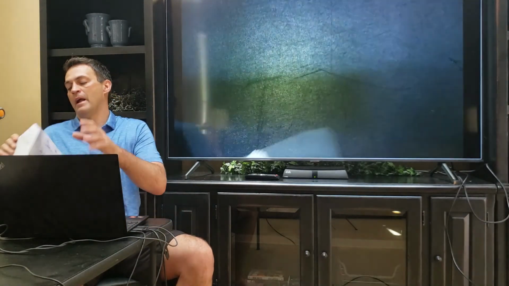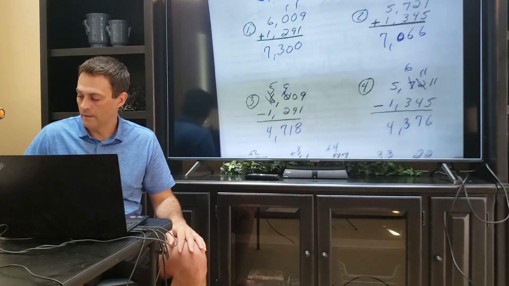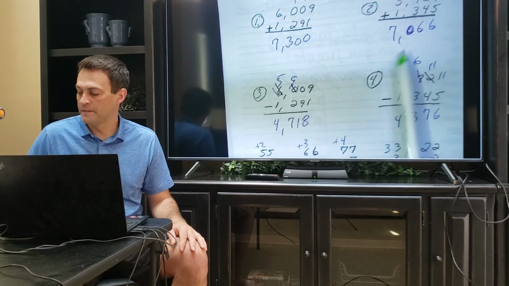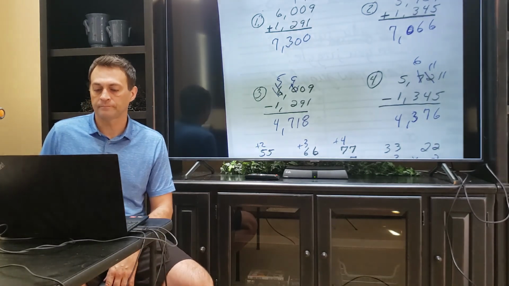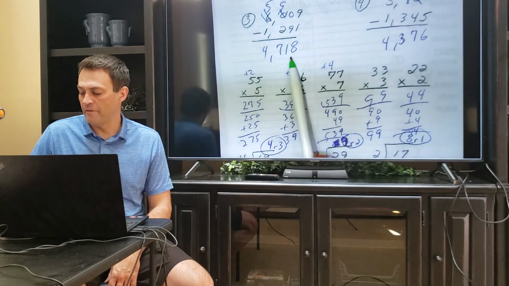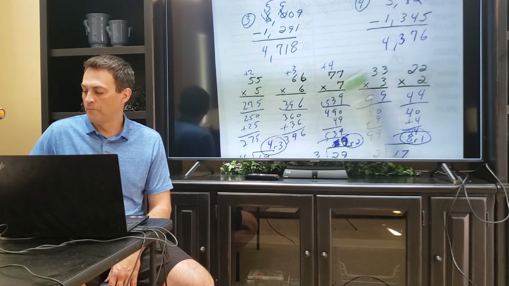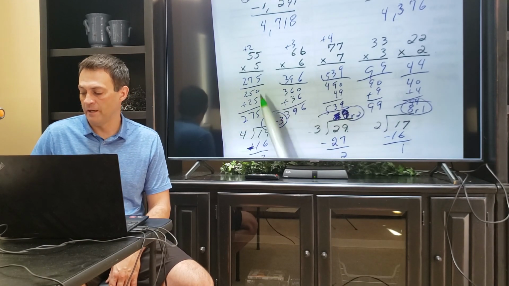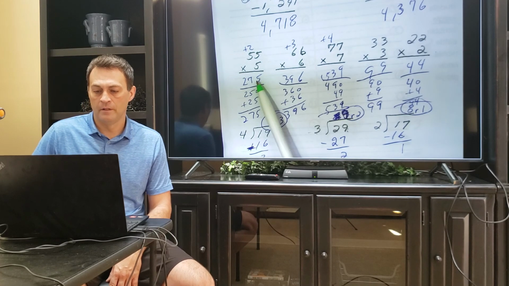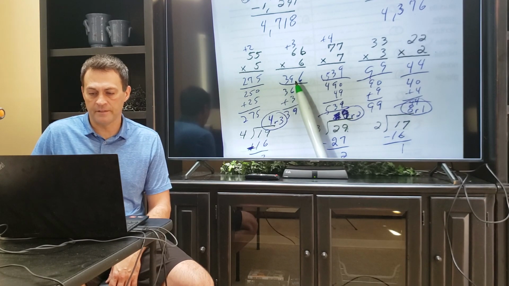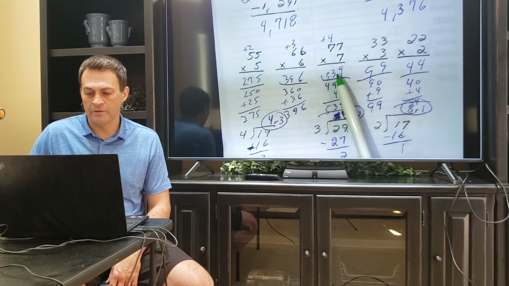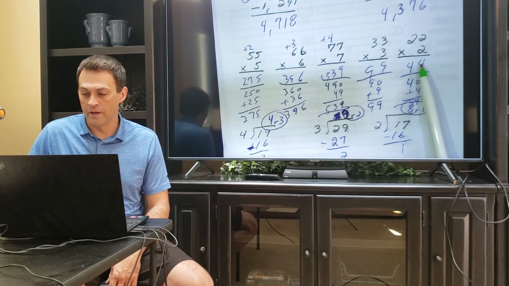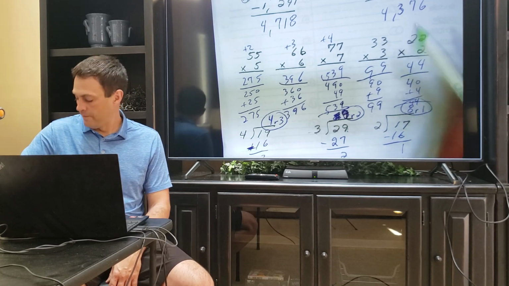Here we go with the math. All right. We have 7,300, 7,066, 4,718, 4,376. Our multiplication, we had 275, 396, 539, 99, and 44. And the division.